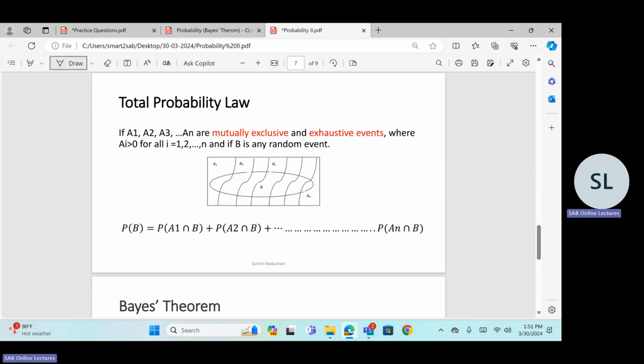The last two concepts in probability, okay? Total probability law and the Bayes theorem. Let's start. Total probability law and the Bayes theorem. This is the last part of the probability lecture. Total probability law means we take a particular scenario, and think this way.